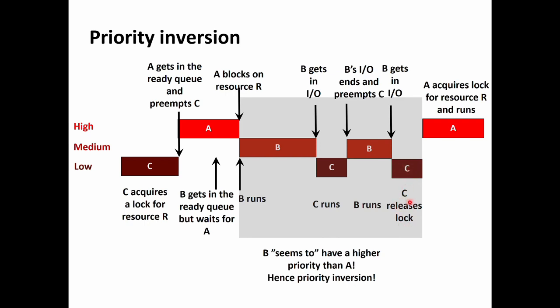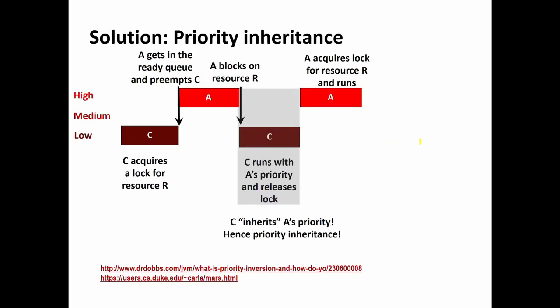C releases the lock, and only after it releases the lock can A acquire the lock for this resource and run. So in this particular region, you can imagine that A is blocked as if it's a lower priority process, and the CPU is allocated between B and C. What is the solution to this problem?